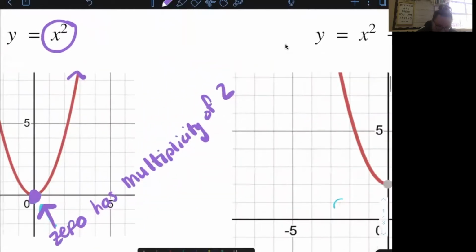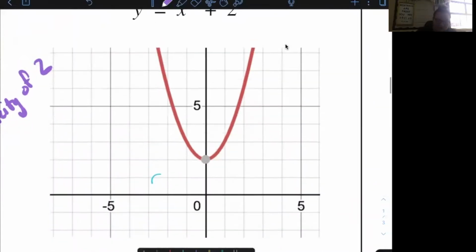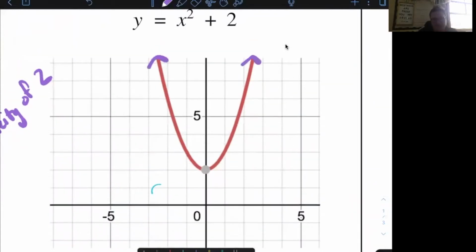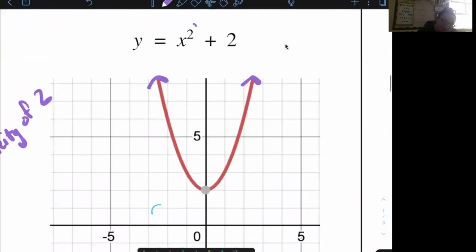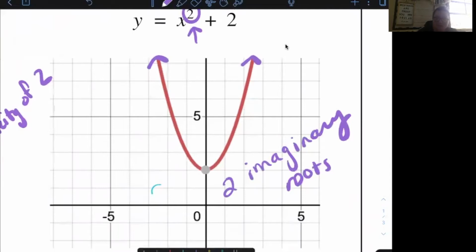All right. Then y equals x squared plus 2. Well, this graph doesn't even cross the x-axis. So that means that both of my zeros, this is degree 2, I should have 2 zeros, are imaginary. I have 2 imaginary roots. And there's no multiplicity because the 2 roots are occurring on the imaginary number line.